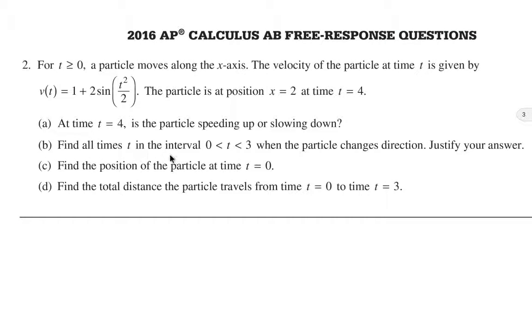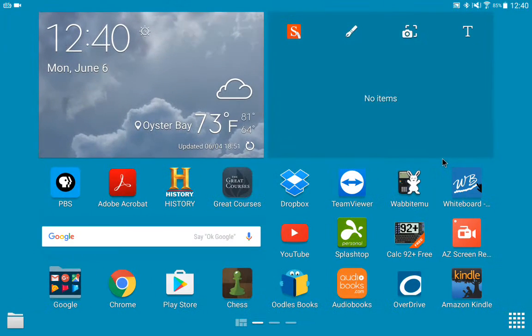Okay, 2B. Find all times t in the interval 0 to 3 at which the particle changes direction. Justify your answer. All right, so in other words, does v of t change sign? Is v of t ever 0 from 0 to 3? Oh, okay. Well, why don't we graph this and see what it looks like first?